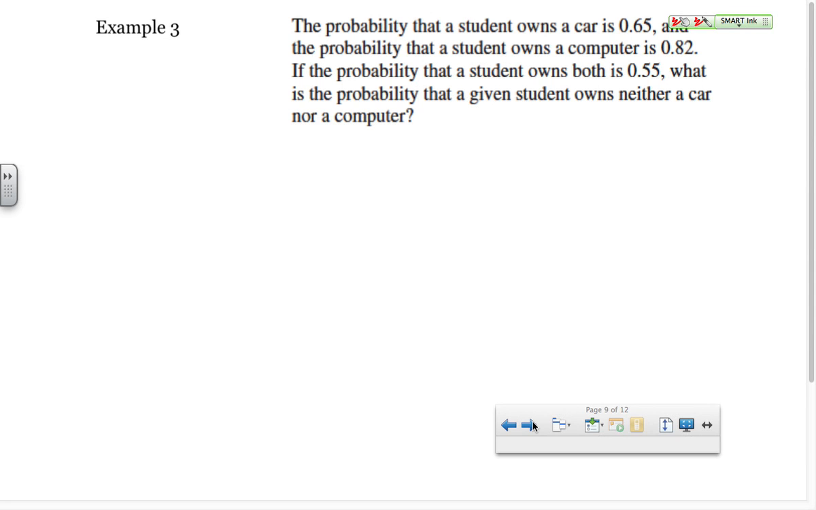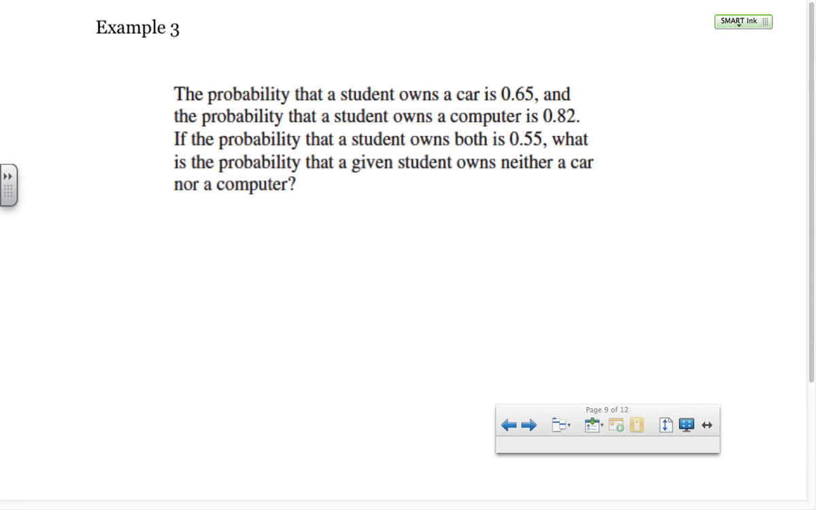Okay, example 3. I need to move it because I can't see it. All right, there we go. So this is the other one we talk about when they're not mutually exclusive. It says the probability that a student owns a car is 0.65, and the probability that a student owns a computer is 0.82. If the probability that a student owns both is 0.55, what is the probability that a given student owns neither a car nor a computer? Now, I will say this is one of the harder problems because it doesn't say either or.